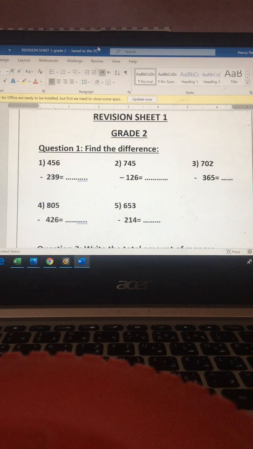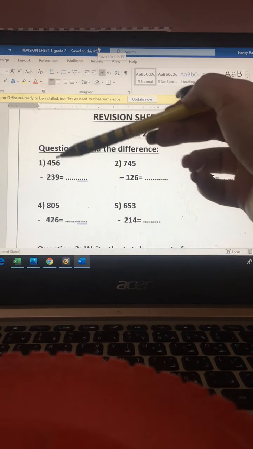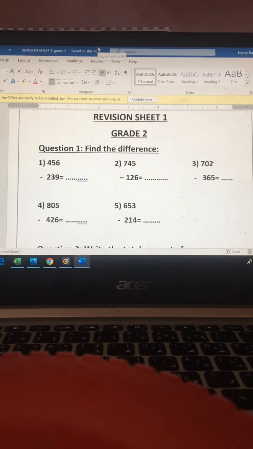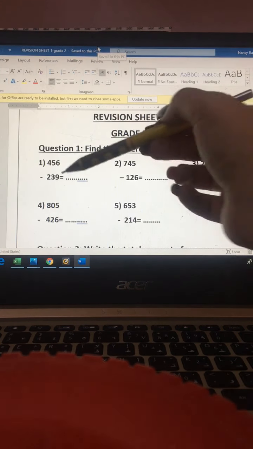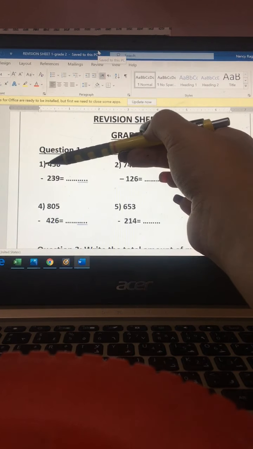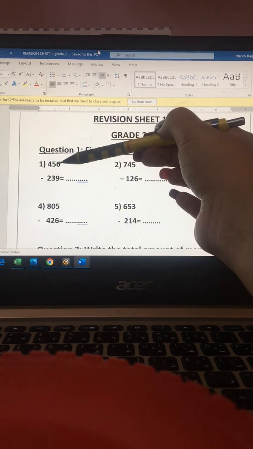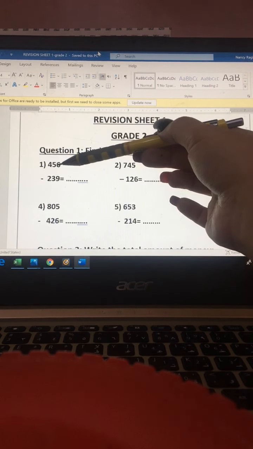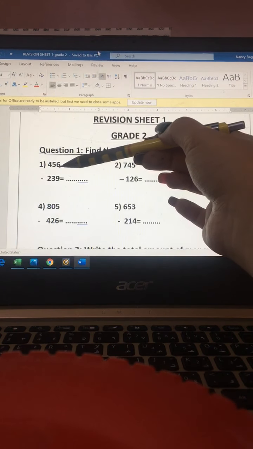Find the difference. Now we are going to remember together how we subtract three-digit numbers. First we are going to answer question number 1. 456 minus 239. Of course, we begin subtracting from the ones, not from here. No, this is totally wrong. We start subtracting from the ones.